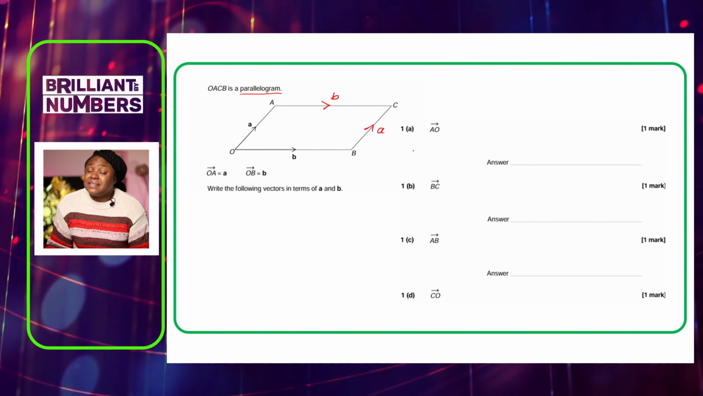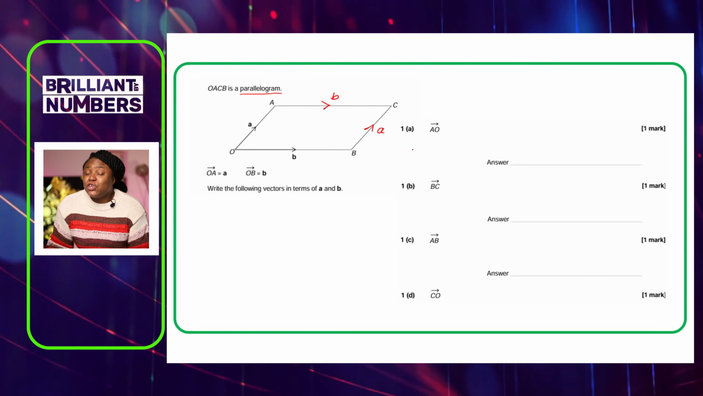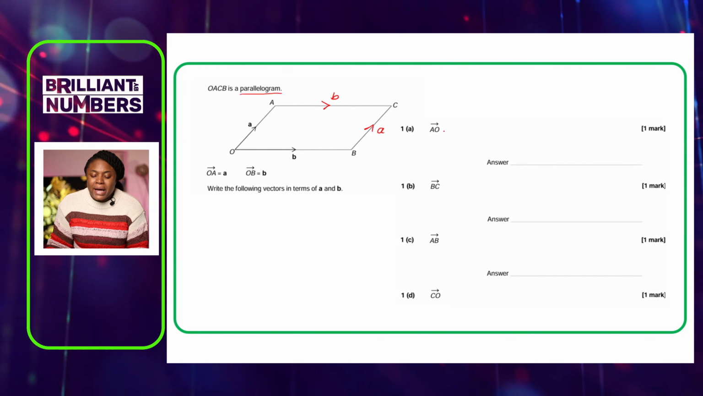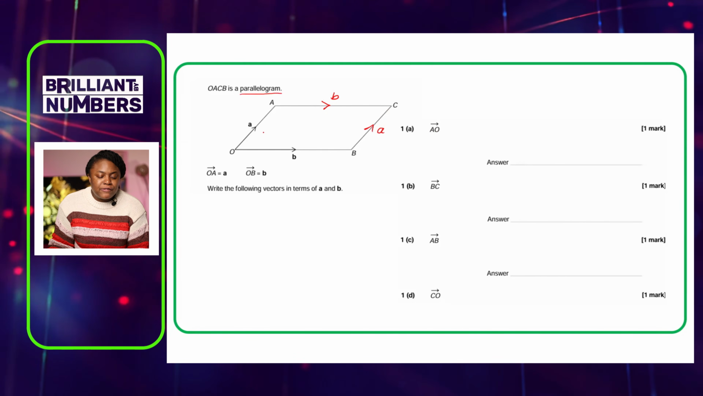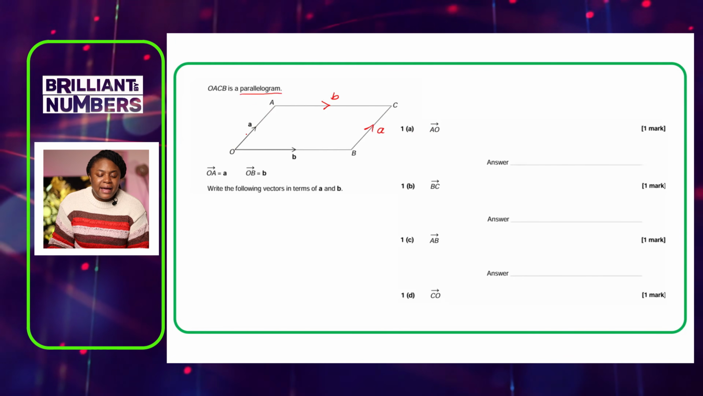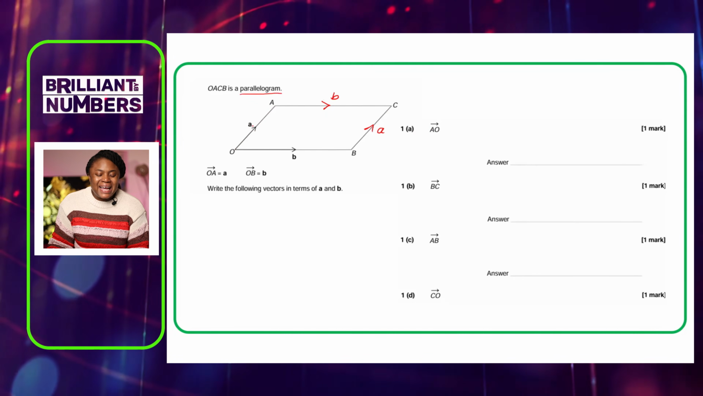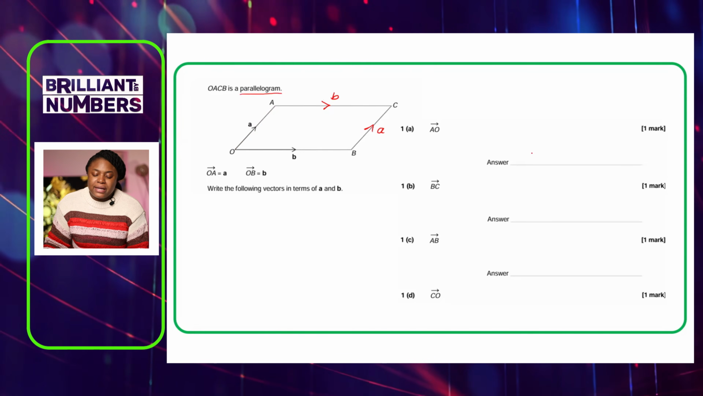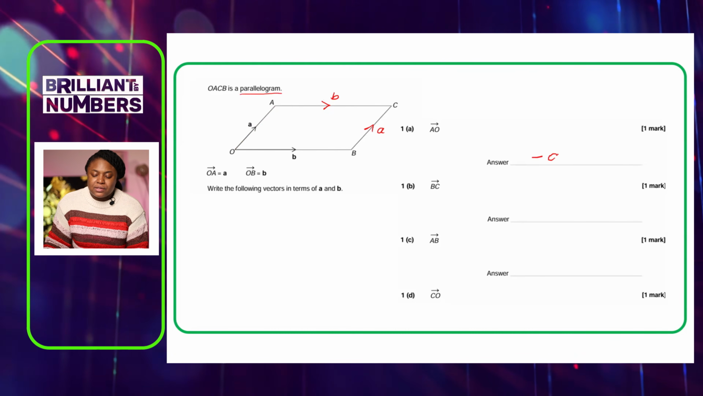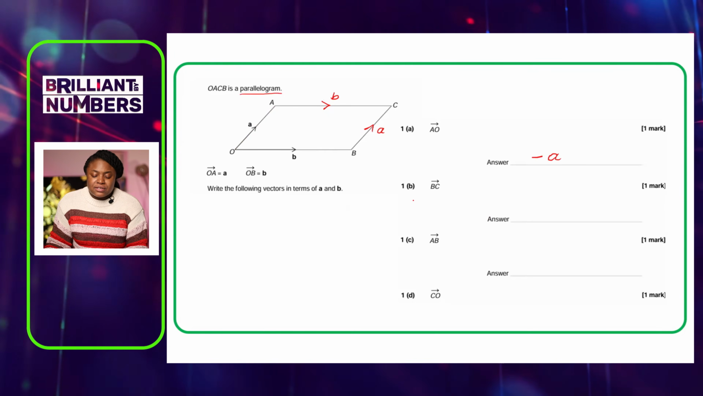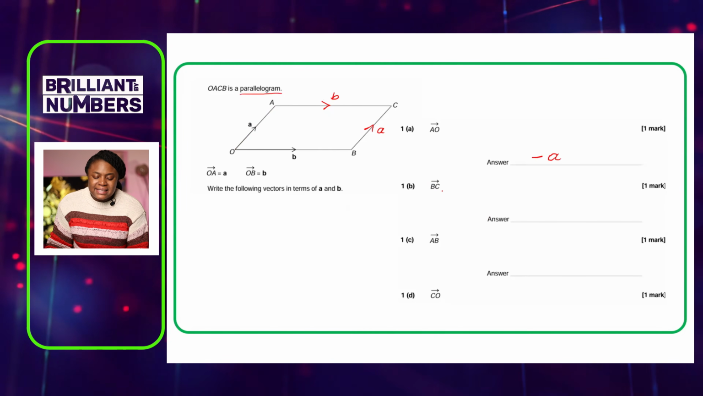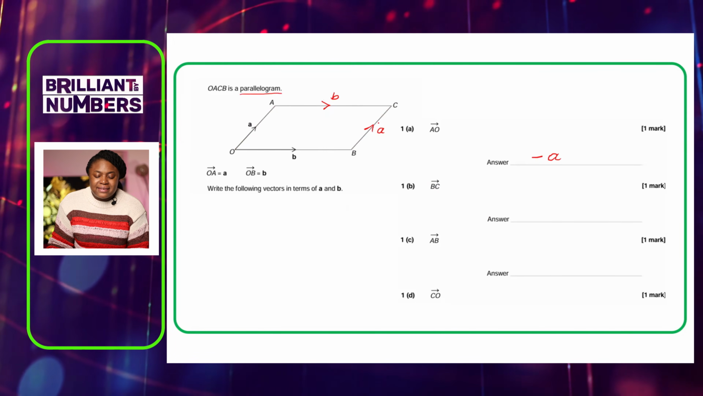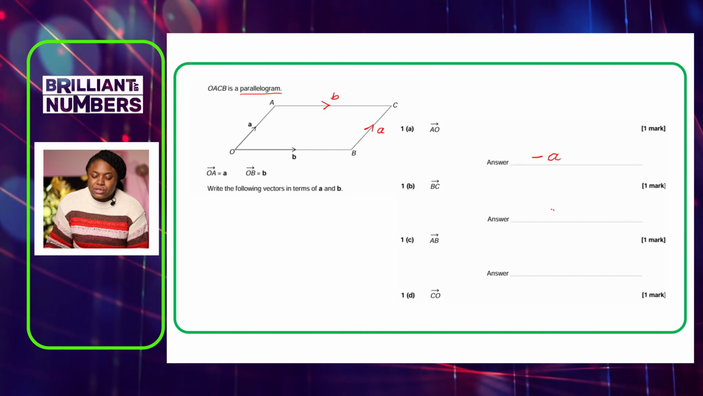Now, remember, as it relates to vectors, we always go in the direction of the arrow. So the first question asks us to write down the vector AO. It means that we're going from A to O. We can see here, if we're leaving from A to O, we're going against the arrow. So if OA is A, then AO is going to be minus A. So 1 mark. The next question asks us to write down the vector BC. So we're going from B to C. And we can see that that is in the direction of the arrow. So that is just going to be A.